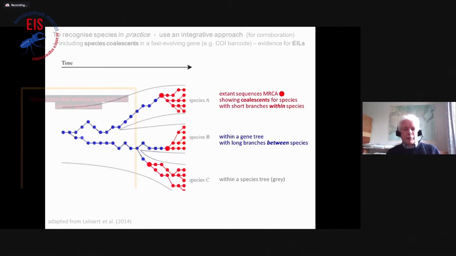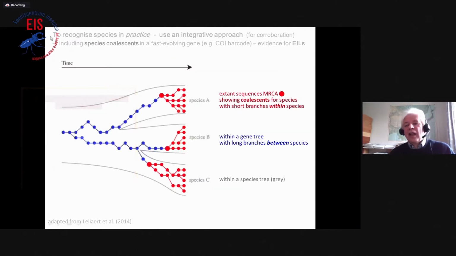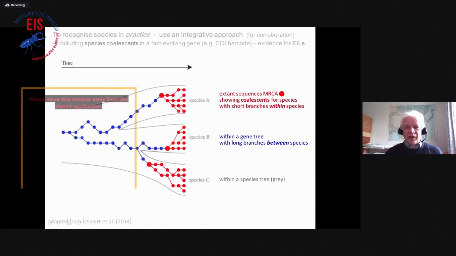Well, to recognize species in practice, the consensus these days is on using an integrative approach. This is an approach where you look at various lines of evidence for how many species you have, and then look for corroboration for where there's agreement in support of a particular solution. One of these lines of evidence that I'm going to concentrate on is using species coalescence in a fast evolving gene like a CO1 barcode to look for evidence of evolutionarily independent lineages. And this is particularly valuable because it's close to the theoretical concept of a species as independent evolutionary lineages, which gives it particularly good support.